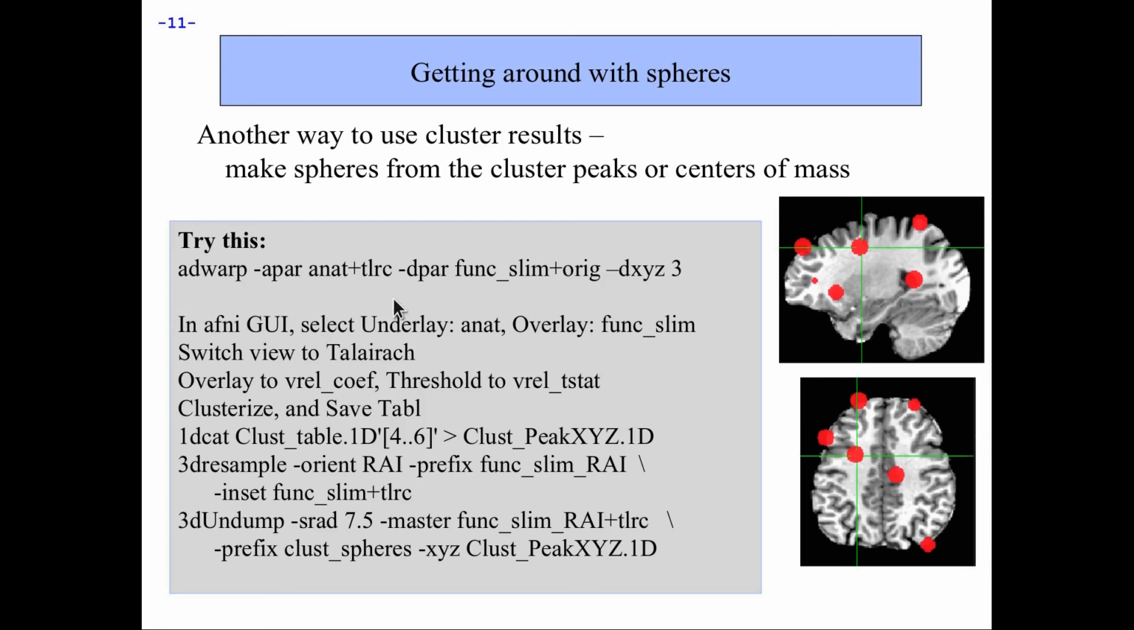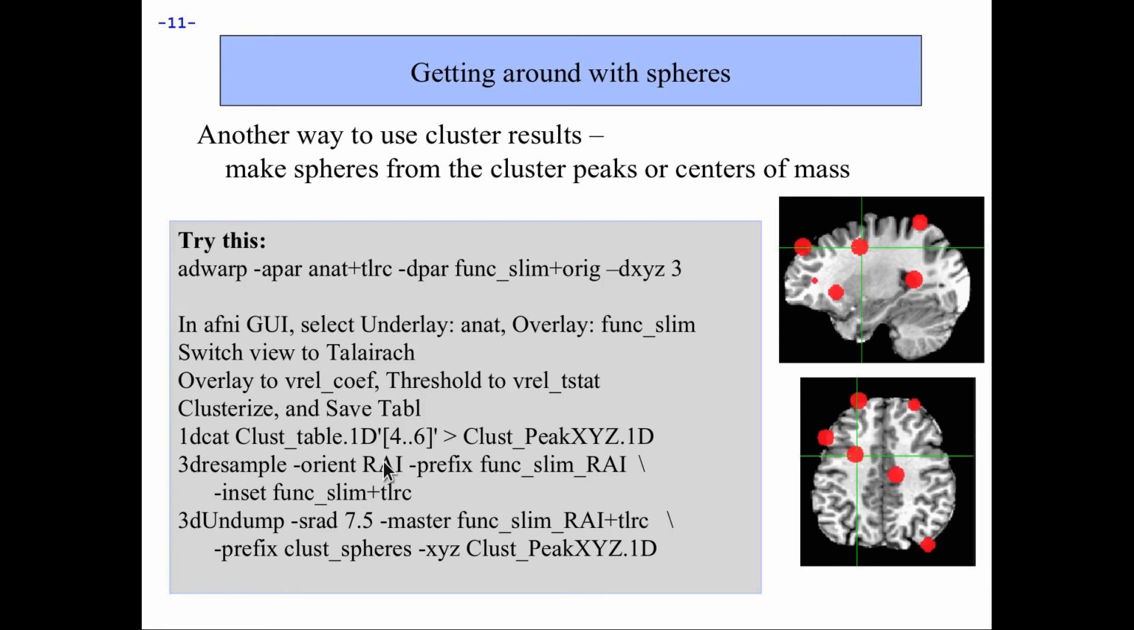Okay, so we're going to move some of the data that's in our AFNI_data6 directory into Talairach space with this adwarp command. This is one way to do that, and then we will clusterize, save the clusterize table out of the clusterize interface, and then that clusterized table can be extracted by itself into an XYZ table in RAI coordinates. RAI goes from right to left, anterior to posterior, and inferior to superior.